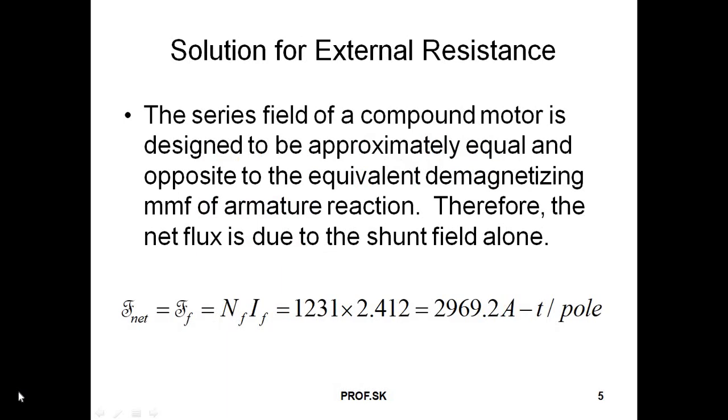Solution for external resistance. The series field of a compound motor is designed to be approximately equivalent and opposite to the equivalent demagnetizing MMF of armature reaction. Therefore, the net flux is due to the shunt field alone. The net MMF is equal to NF into IF, that is 1231 into 2.412 is equal to 2969.2 ampere turns per pole.